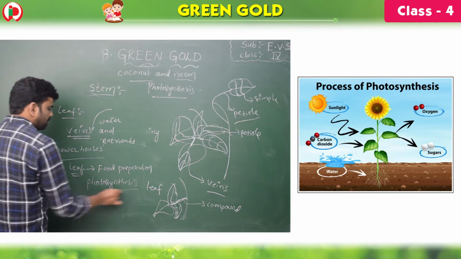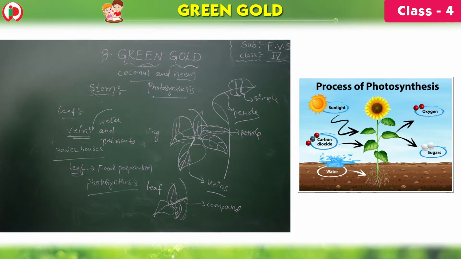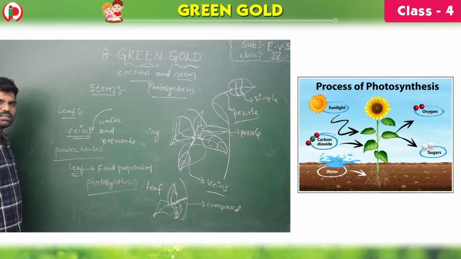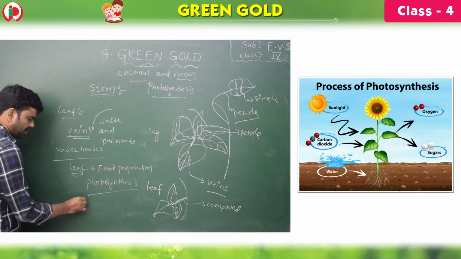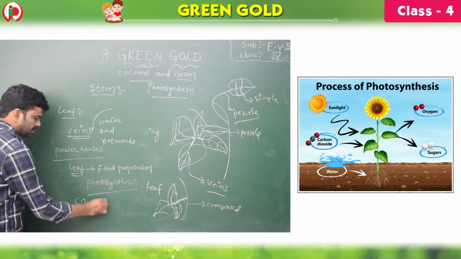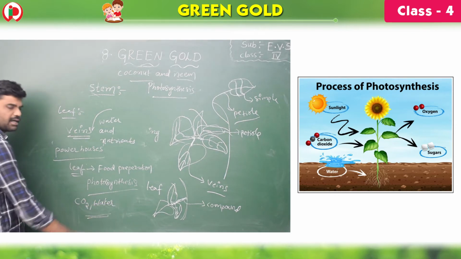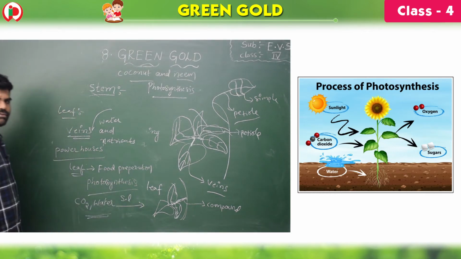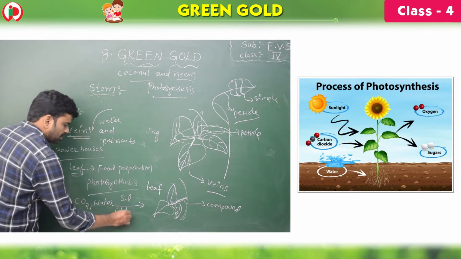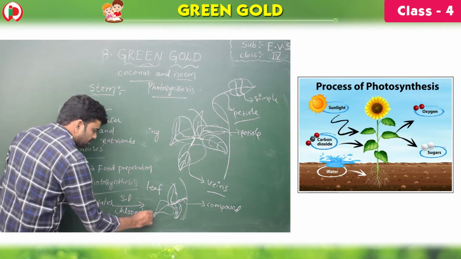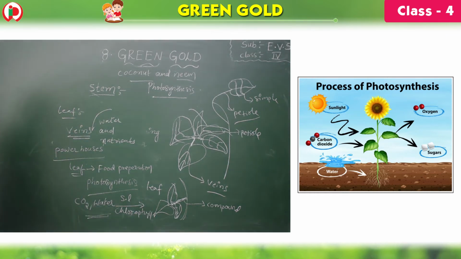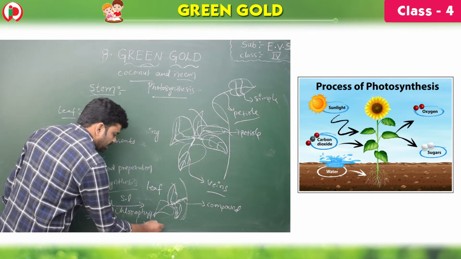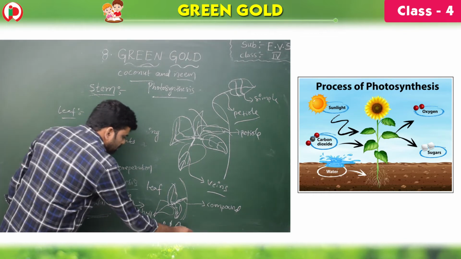In almost all plants, the leaves are the sites for photosynthesis. That means leaves prepare the food material. What is photosynthesis? By usage of carbon dioxide and water, in the presence of sunlight and chlorophyll, which is a green colored pigment, the plant prepares food called starch and gives off oxygen gas.